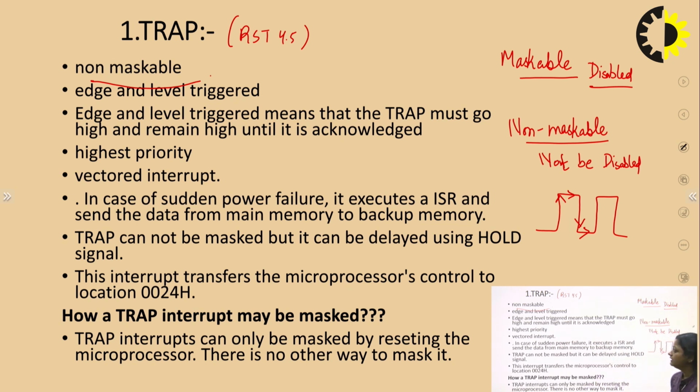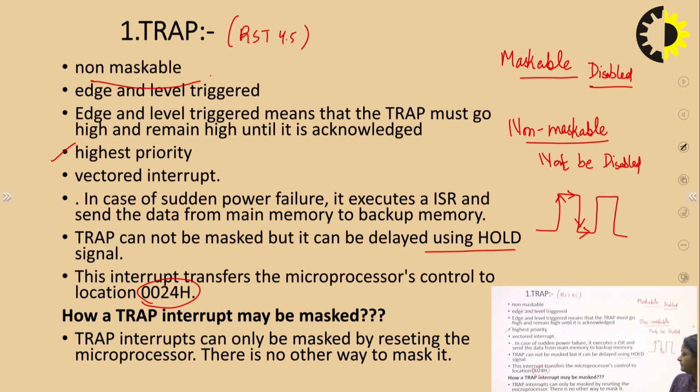Okay, it is having the highest priority. It is the highest priority interrupt. Vectored interrupt, why? Because it is having a fixed starting address. In case of sudden power failure, it executes ISR and sends data from main memory to backup. It can be delayed using hold command. The vector address associated with trap is 0024H, and in the previous slide we learned how we can calculate this vector address associated with a particular interrupt.